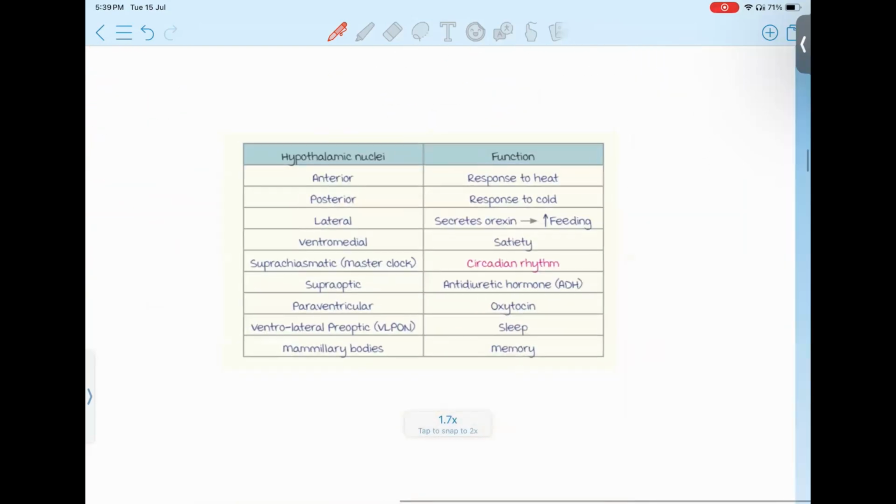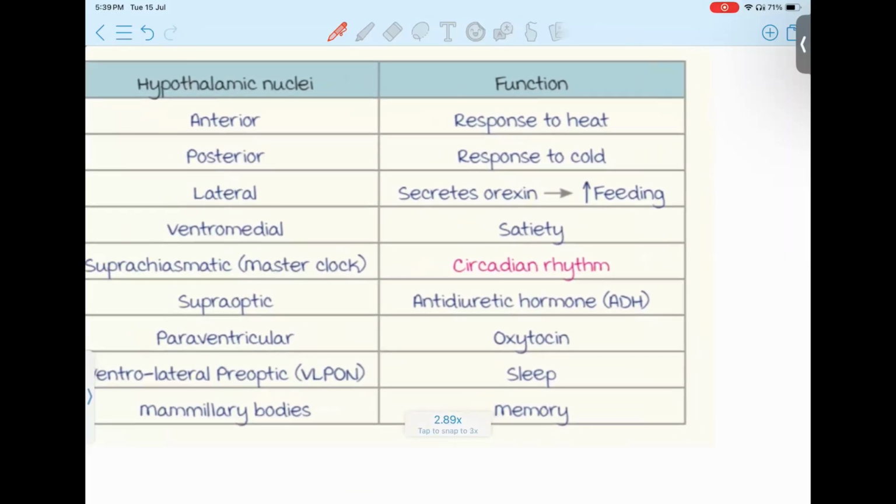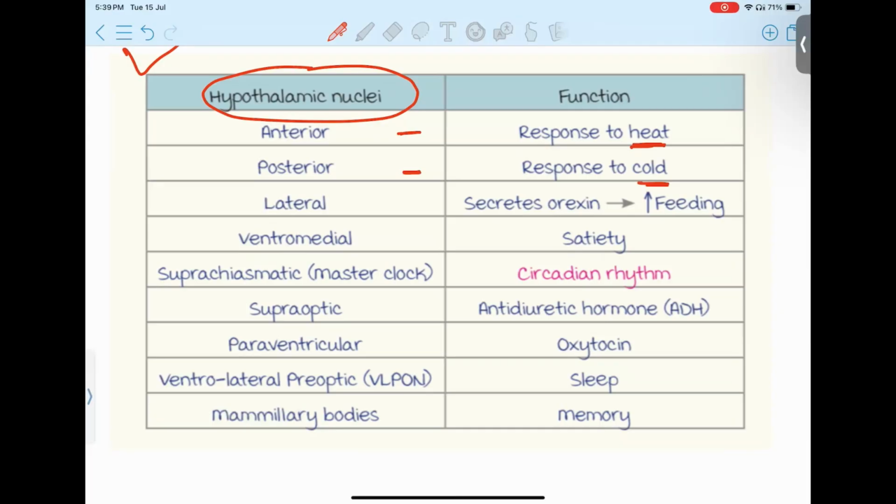Next, this is also one of the most important tables you have to remember or mug up, guys, because this is commonly asked: the hypothalamic nuclei. The anterior hypothalamus is mostly responsible for heat sensation, and the posterior hypothalamus for the response to the cold. So basically your hypothalamus is for temperature.